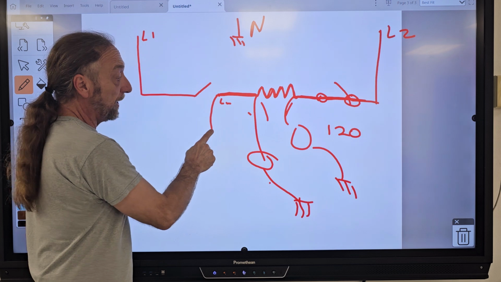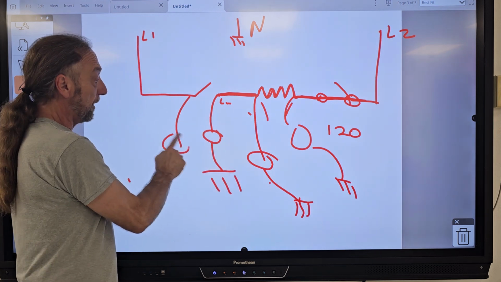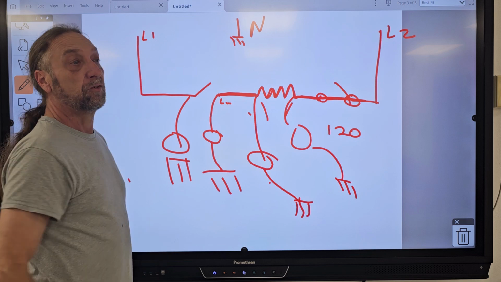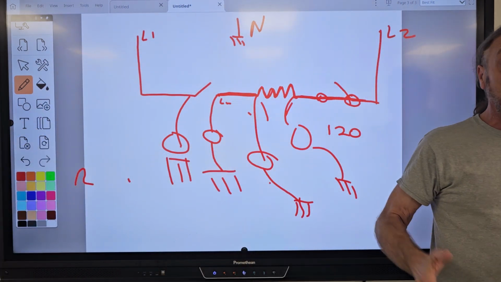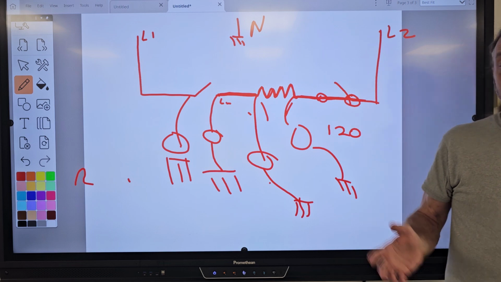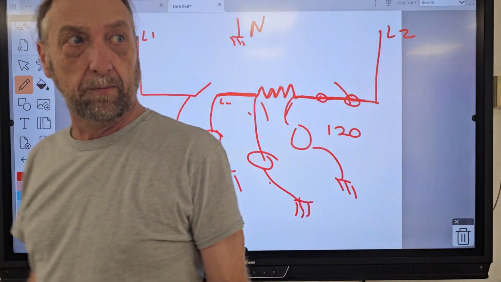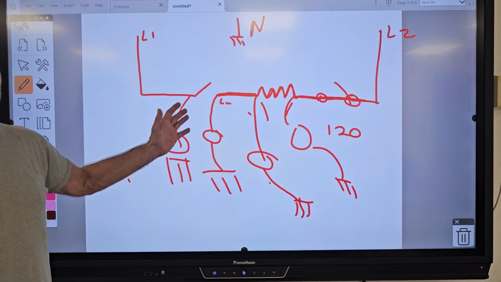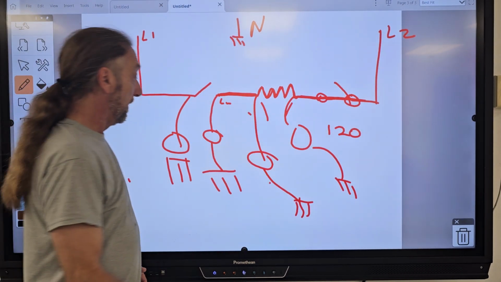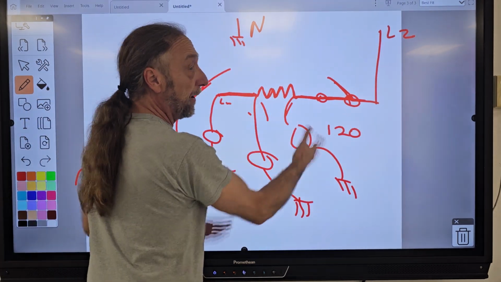So how much voltage do I have here to ground? 120. How much do I have here to ground? 120. So in a 240 volt circuit, it doesn't matter where your meter lead is located, you're going to have 120 volts to ground or neutral all the time, no matter where it is, even if the circuit's bad. Now if both of these switches were open, and I put my meter to ground, I'm going to have 0.